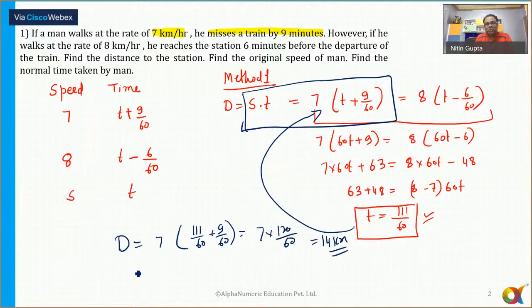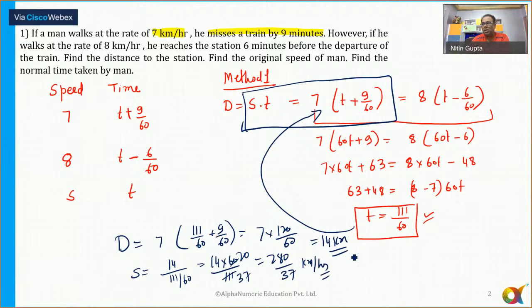Speed is what? Distance upon time. So distance is equal to 14 and time is 111 by 60 that we have calculated. So that is 14 into 60 by 111. And this will be in any case 3 into 37 and 3 into 20. So that is 280 by 37. Okay, so that is going to be the speed, which is in terms of kilometer per hour. So I hope that it is now clear to all of you. It's a very simple example, and it can be solved quickly.